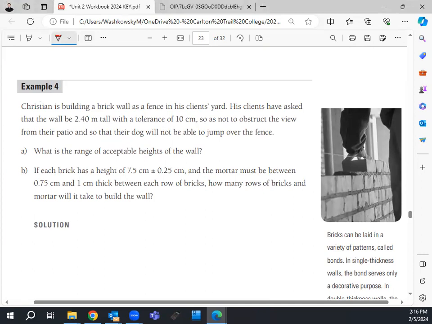With example 4, what page is this again? 99. Okay, so a longer word question here. It's really important to read it carefully, right? It's a very important skill, especially for this class.